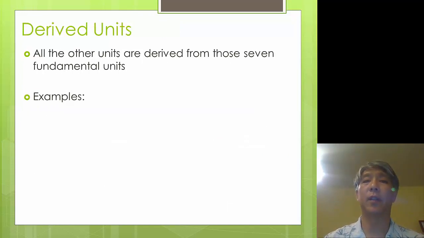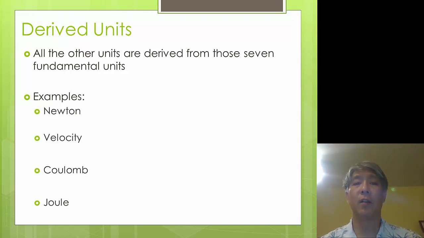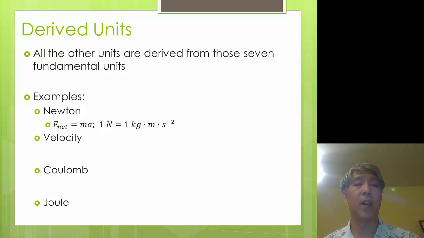Every single other unit that we encounter is derived from those 7, some combination of those 7. For example, let's look at these 4 units that we saw last year: the Newton, velocity, coulombs, joules. Newton we derive from the net force equals mass times acceleration. Mass is just kilograms. Acceleration is meters per second squared. I want to point out to you the notation that the IB uses. Instead of using a fractional symbol, it expresses it as negative exponents. So you will see seconds to the -2 in this case.